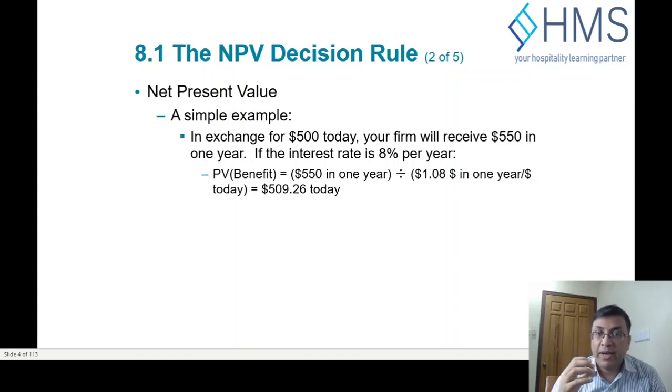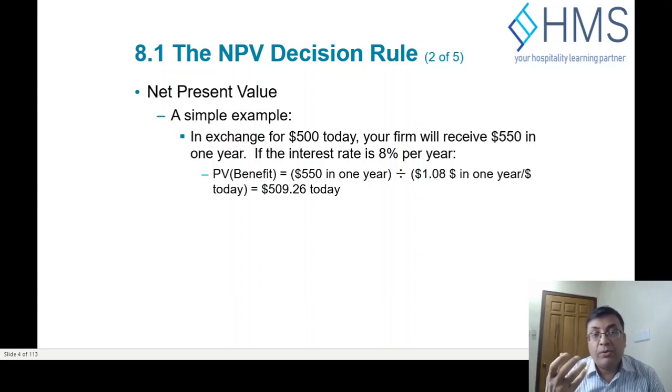Let's explain the net present value with a very simple example. Let's say you have $500 today and your firm will receive $550 at the end of 1 year. If the interest rate is 8% per year, would you rather take this deal or not? The present value of $550 in 1 year, divided by 1.08, i.e. today, will be $509. So the value of $550 after 1 year at the rate of 8% is $509.